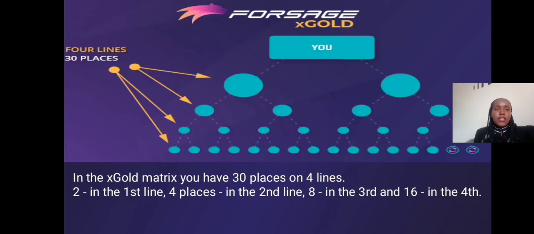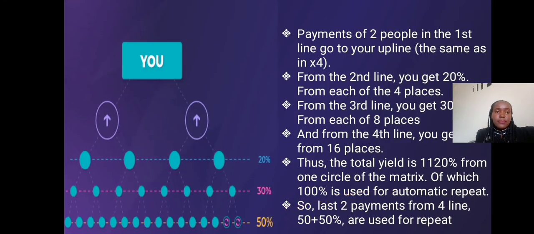As I said, we have the Forsage S Gold program. This Forsage S Gold works the same way as the Forsage X4. It is an investor program. The only difference here is that this one gives you 30 places on 4 lines where you can earn from. The X4 only has 6 places. This one gives you 30 places on 4 lines. We have 2 on the first line, 4 places in the second line, 8 places in the third line, while we have 16 places in the fourth line.